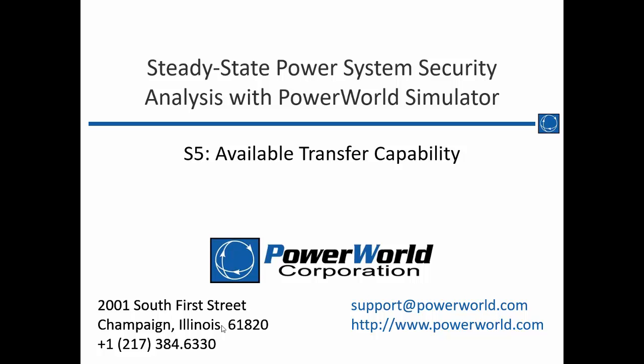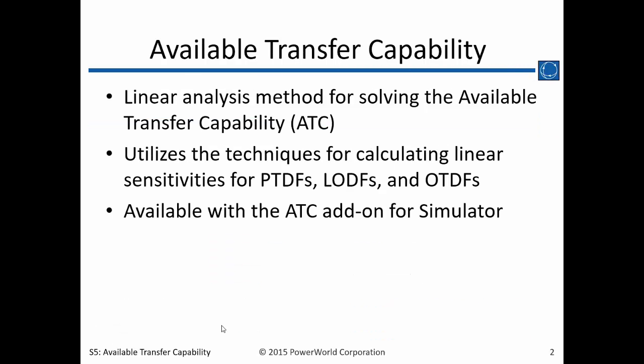In this section, we'll talk about Simulator's ATC tool, Available Transfer Capability. The tool uses linear methods, which are very fast. It uses the same types of sensitivities that are in the PTDF, Power Transfer Distribution Factor, Line Outage Distribution Factor, and Outage Transfer Distribution Factors that are available elsewhere in Simulator.